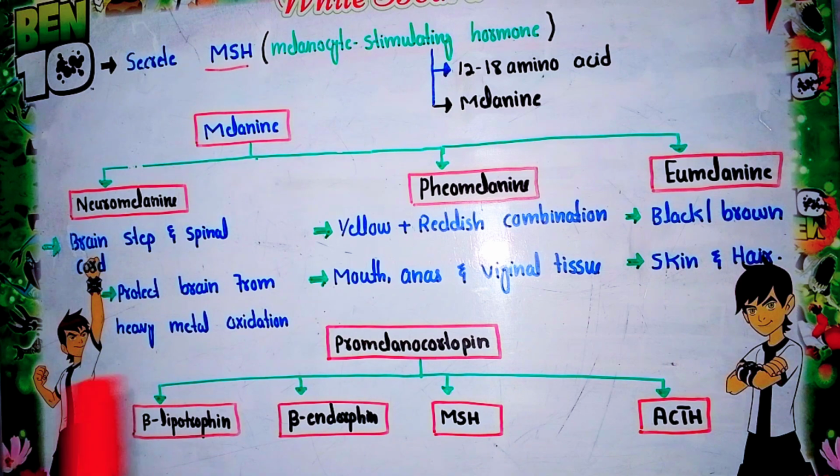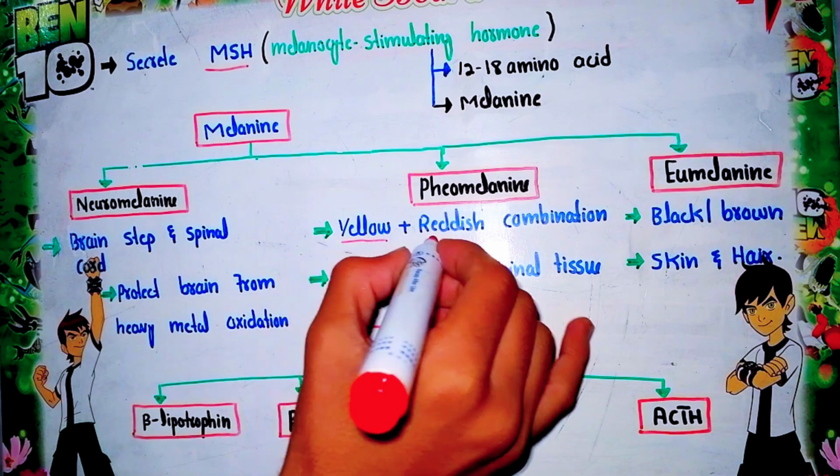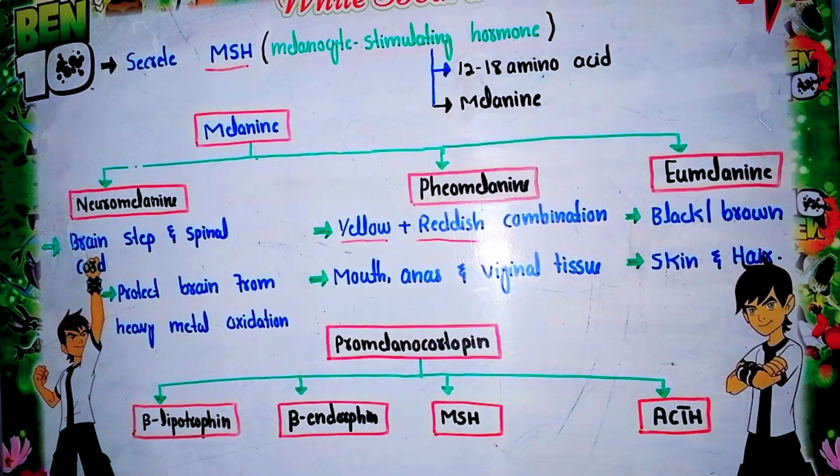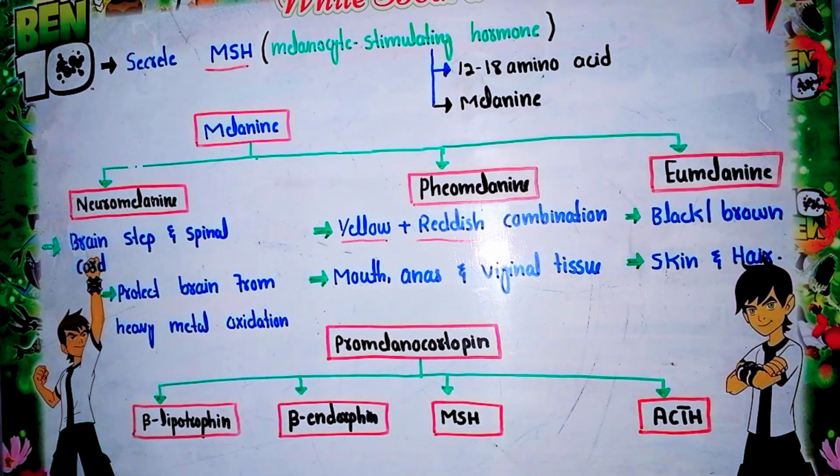The second one is pheomelanin. Pheomelanin has a color that is a combination of yellow and reddish. It is basically located in the mouth, anus and vaginal tissues. So these are the pheomelanins.